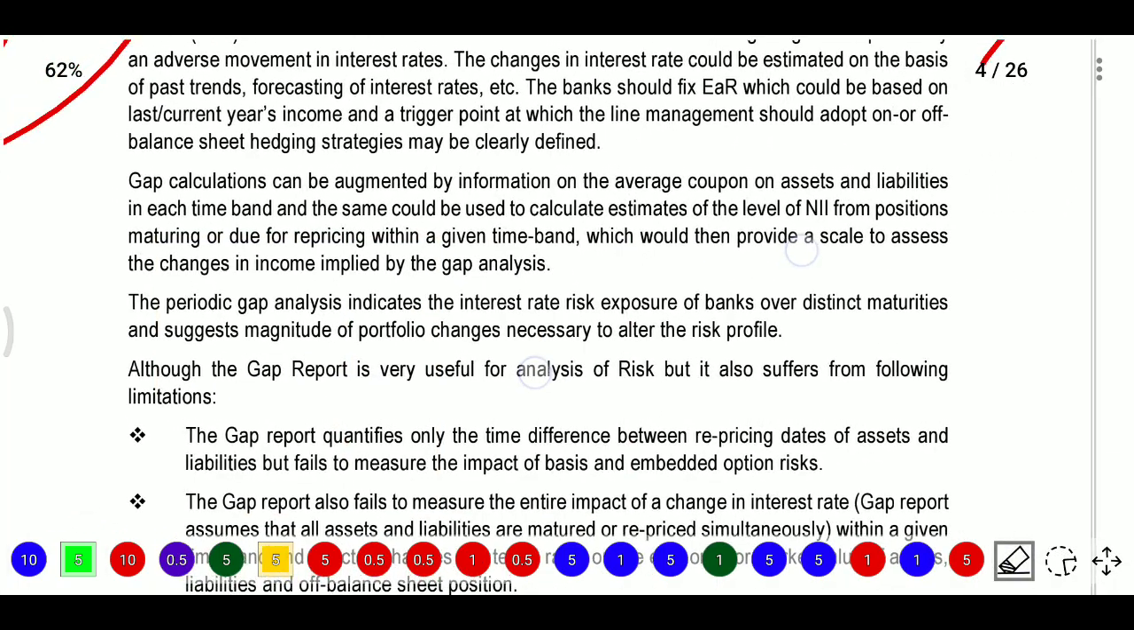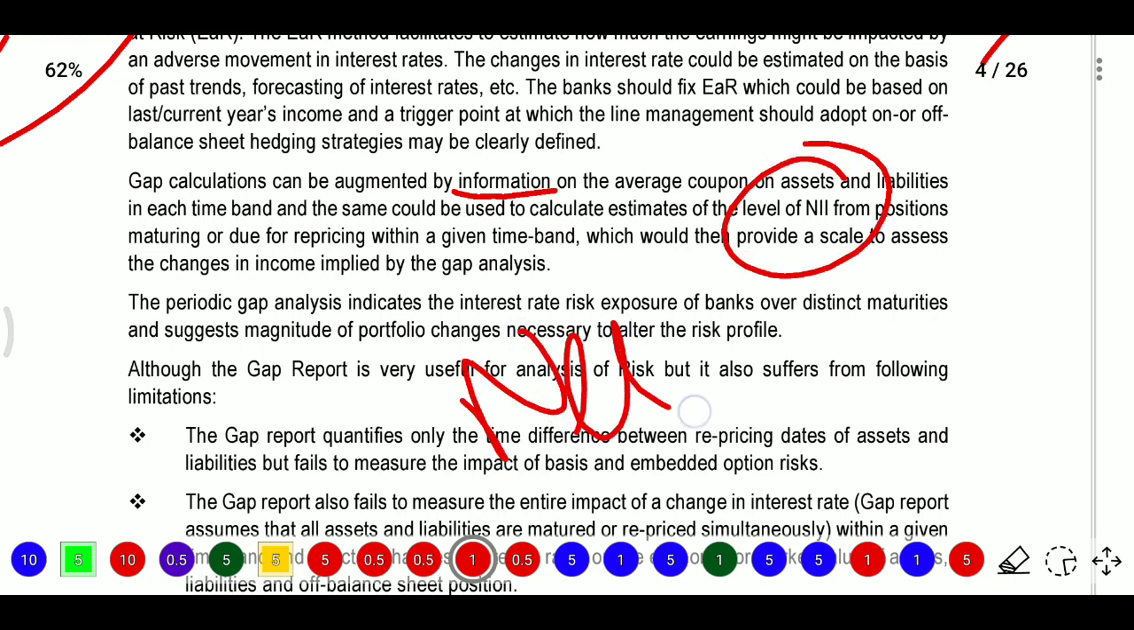So the gap calculation can be augmented by information on the average coupon on assets or liabilities in each time band, and the same could be used to calculate estimates of the level of NII. NII means net interest income. So we need to calculate the estimated level of NII, and the position maturing or due for repricing within a given time band.